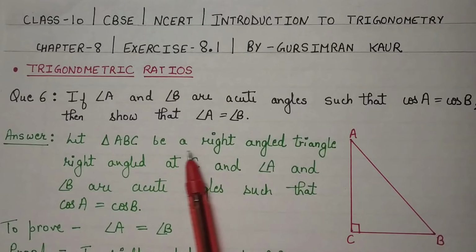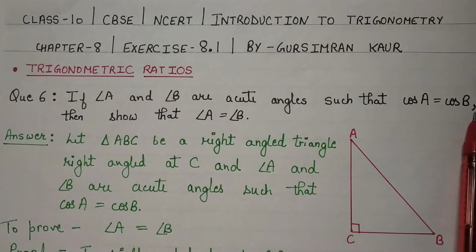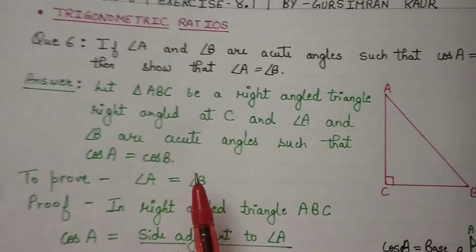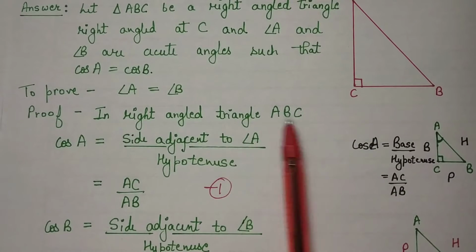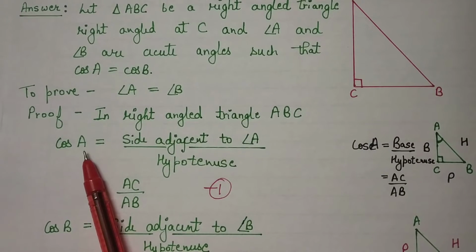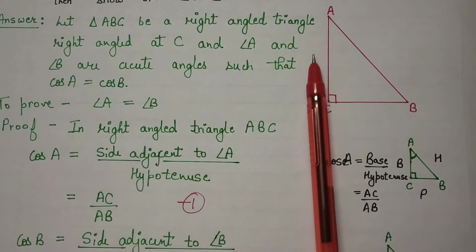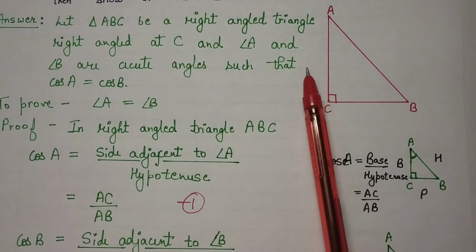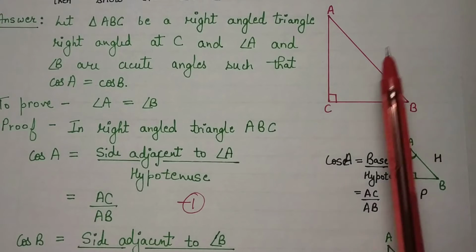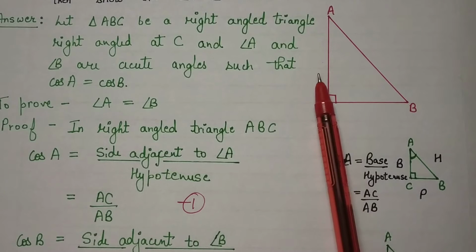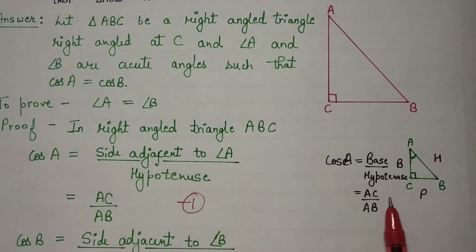Now let triangle ABC be a right angle triangle, right angled at C, and angle A and angle B are acute angles such that one more condition is given, cos A is equal to cos B. Now to prove angle A is equal to angle B, proof is what? In right angle triangle ABC, cos A is equal to side adjacent to angle A, means this side, and hypotenuse. So this is AC by AB. Hypotenuse is opposite to 90 degrees, and cos A is side adjacent to angle A. You can do by base by hypotenuse also.